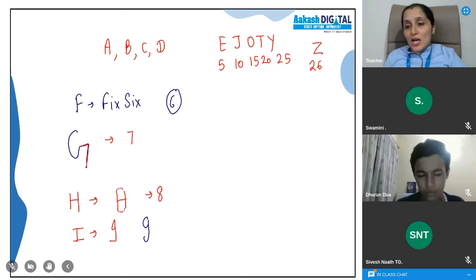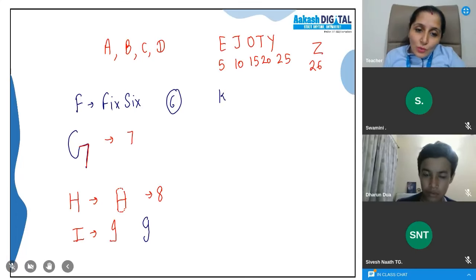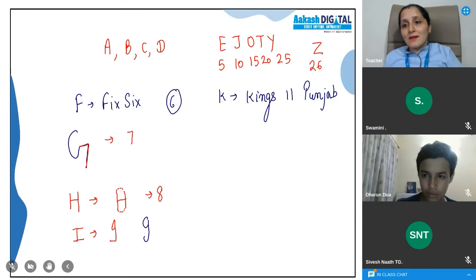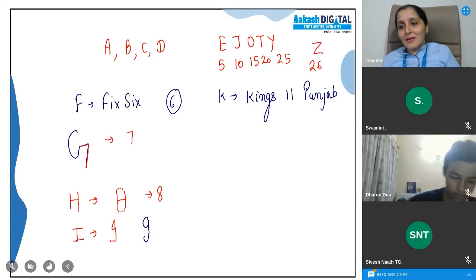F, G, H, I. Now J. J, EJOT. Next is K. How many of you know about it? Kings 11 Punjab. So from this, K is 11. Simple and easy. Kings 11 Punjab, the cricket team.